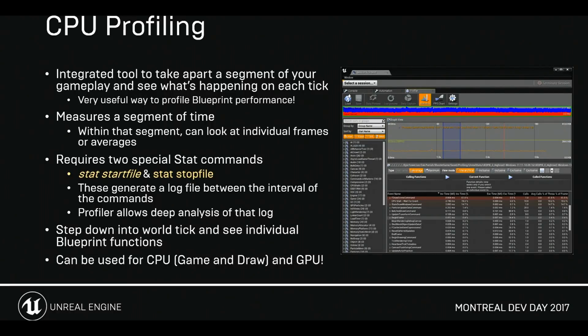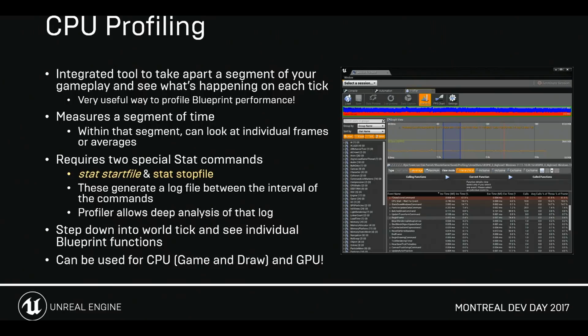In between the times that you put those commands in, the game is recording everything. You can then open up the session front end, load up that recording, and see everything that happened on every tick. You can look at individual frames, or you can look at an average over a given selection of frames. It's very, very cool. My favorite thing about it is you can actually dig down into your world tick. You can see how long individual blueprints are taking on the game thread. You can go all the way down and see how long individual nodes are taking to process.